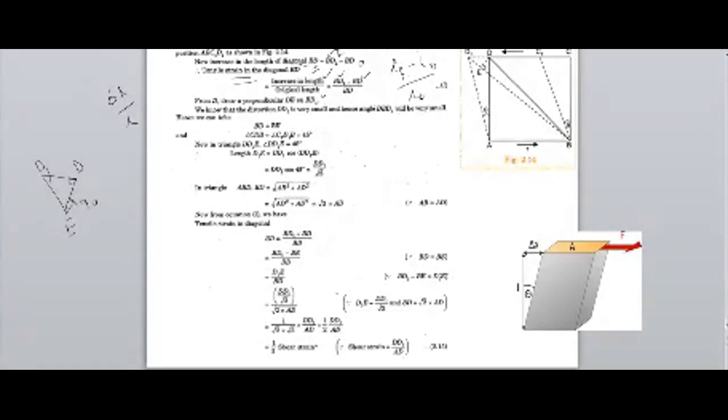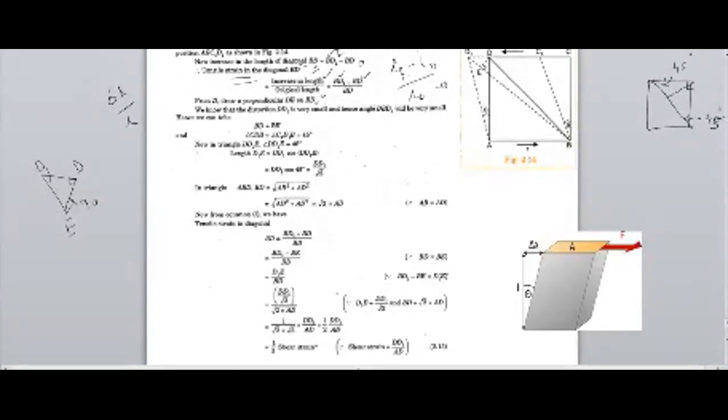Since it is a square, it has 90 degrees. If I consider this angle, it has 45 degrees at the top and 45 degrees at the bottom. Thus the 90 degrees will be equally shared, therefore 45 degrees and 45 degrees.